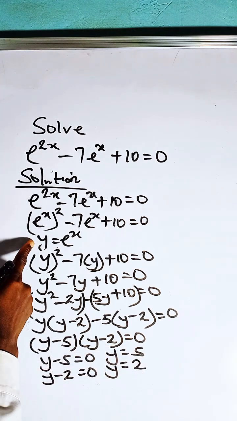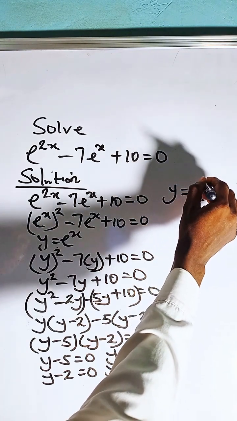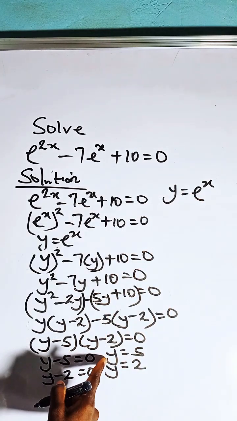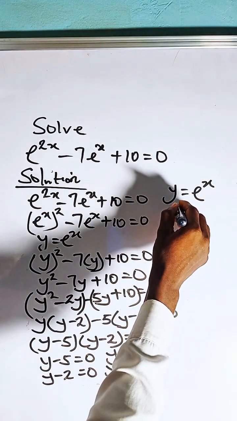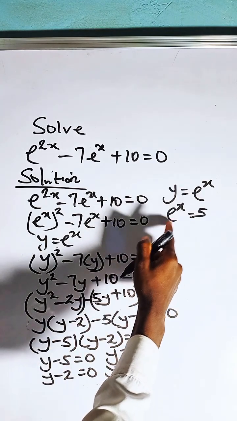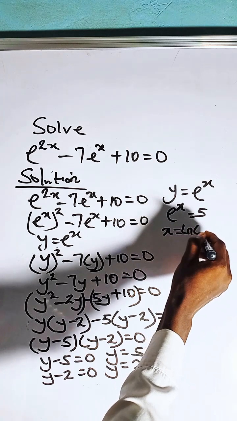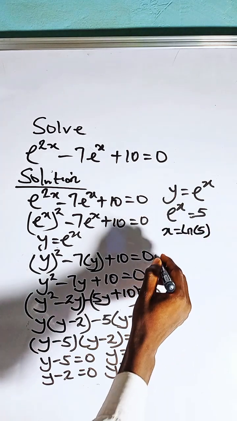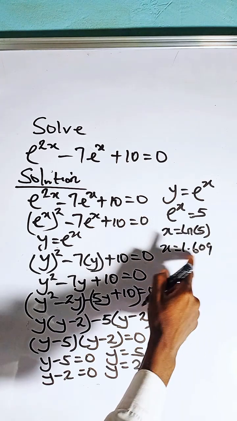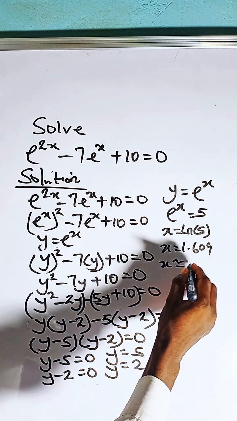When we come back here, we have y equals e raised to the power of x. When y is 5, we have e raised to the power of x equals 5. What do we do from here? We take the natural log of both sides. So we have x equals the natural log of 5. When we do this, we have x equals 1.61 approximately.